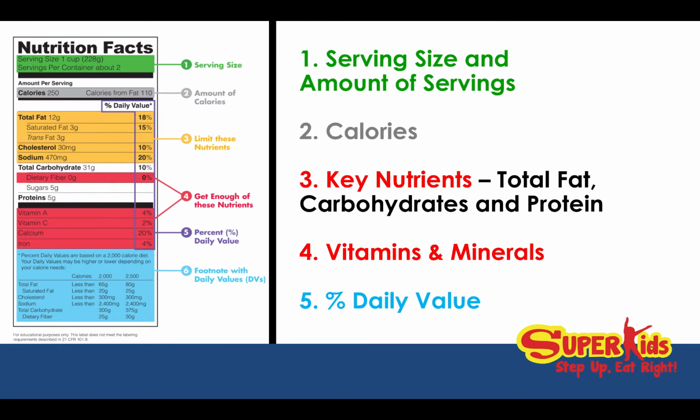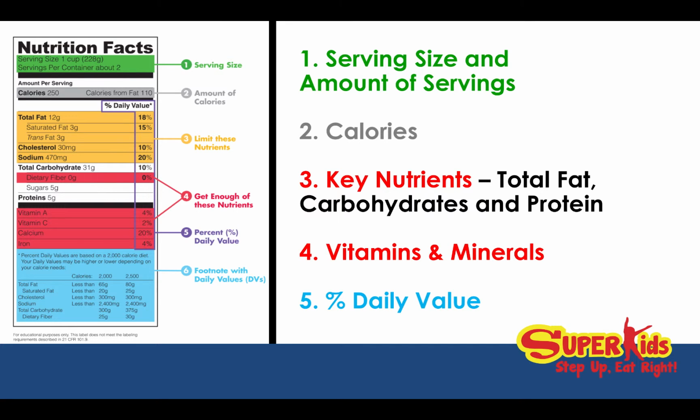In summary, we discussed 5 components of the nutrition facts label: a serving size and amount of servings, calories, key nutrients such as total fat, carbohydrates, and protein, vitamins and minerals, and the percent daily value. It is recommended to choose food products that are nutrient dense, so again, that offer higher amounts of nutrients like vitamins and minerals compared to energy and calories.